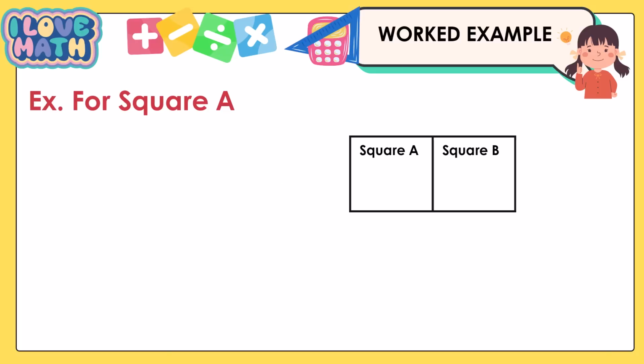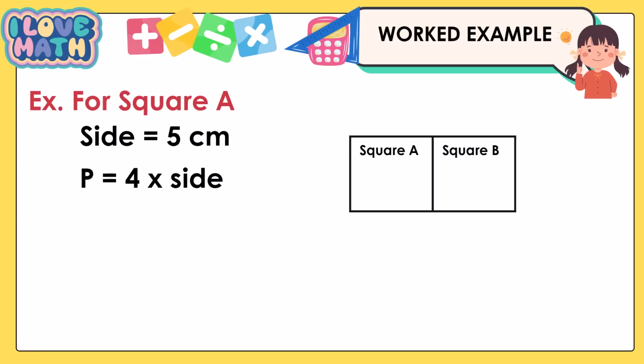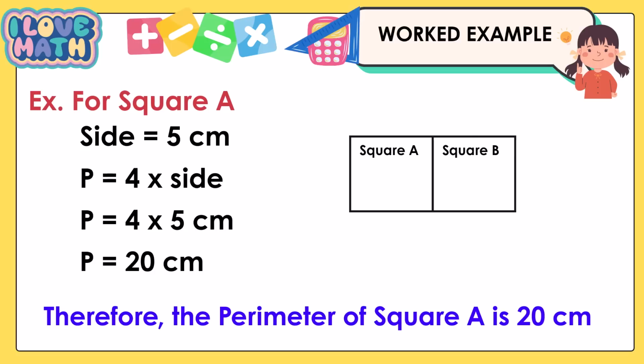Example for square A. Side equals 5 centimeters. P equals 4 times side. P equals 4 times 5 centimeters. P equals 20 centimeters. Therefore, the perimeter of square A is 20 centimeters.